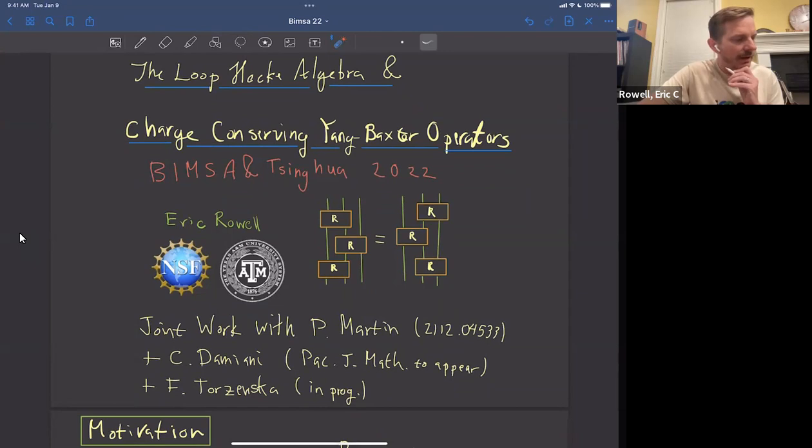the UK. And then 2 of the 3 papers or research projects are also with, one of them is with Celeste Damiani, and the other one that we're working on now is with Fiona Trzaskowska.